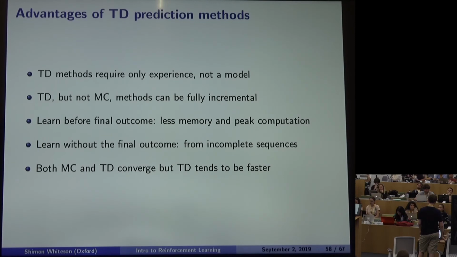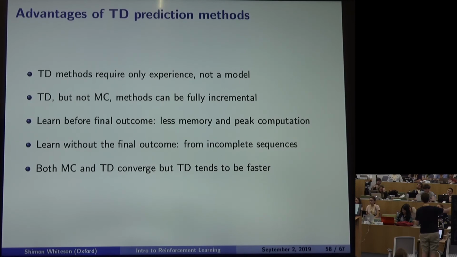Okay, so, like Monte-Carlo methods, TD methods require only experience. We don't need a model. Unlike Monte-Carlo methods, they can be fully incremental. So that means that every time step we perform some update, we don't have to wait until the end of the episode to do some learning, which means we have less memory requirements. We don't have to save this return along the way. We can just do the update and then move on.